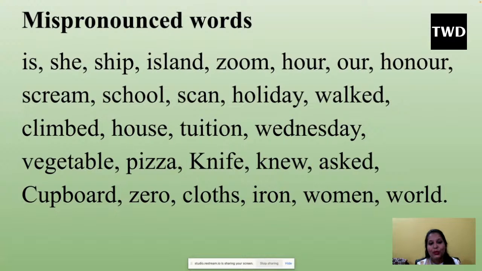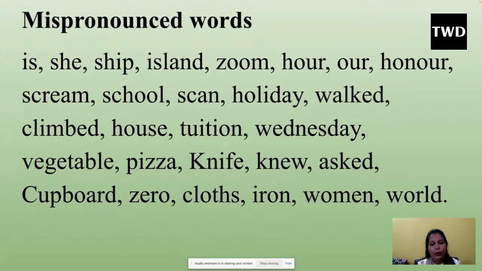Tuition. Tuition, not 'tooition'. It is 'tyu'. Tuition. Let that be so beautiful, so elegant. I want your pronunciation to be so much elegant. Wednesday. Break it. Is it Wednesday? You pronounce it like this, but it is not that. It's Wednesday. We don't have the sound of D here. It's Wednesday.